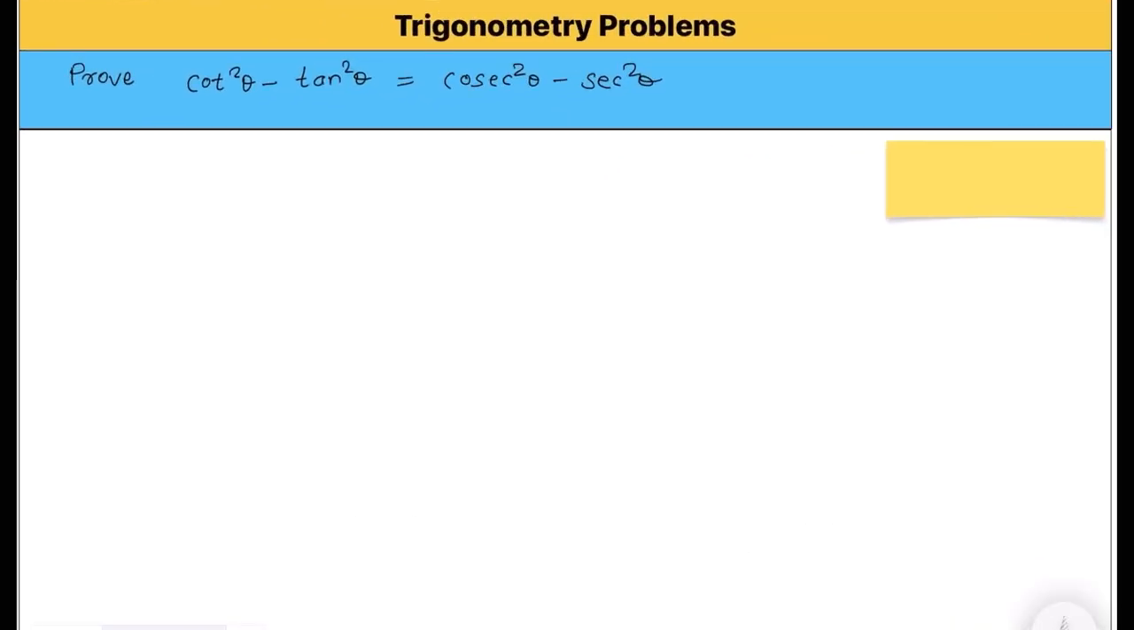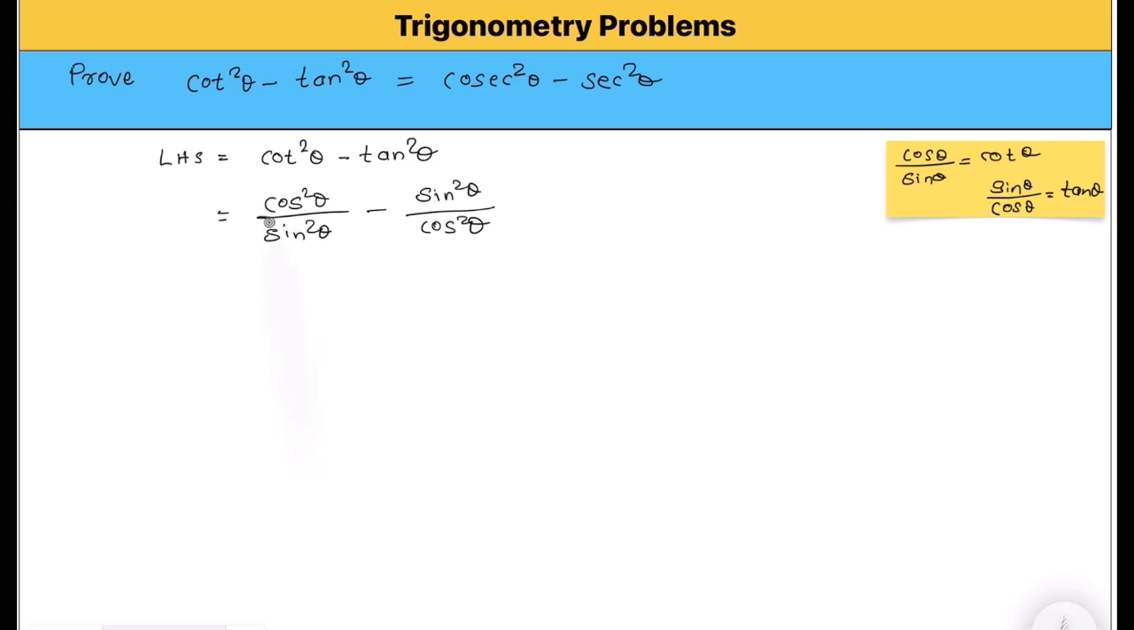Moving on to the next, we have to prove cot square theta minus tan square theta is equal to cosec square theta minus sec square theta. As usual, let's take LHS first. I'm sure by looking at LHS you must have guessed what we are going to do. Cot theta is nothing but cos theta upon sin theta, and tan theta is nothing but sin theta upon cos theta. Let's replace these values.